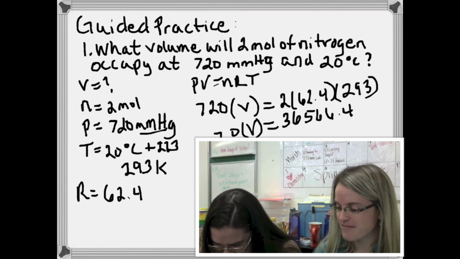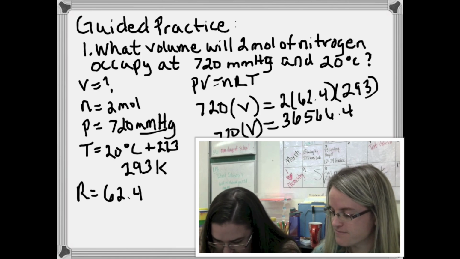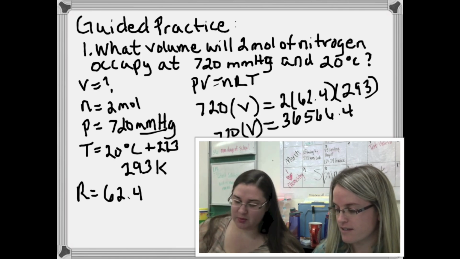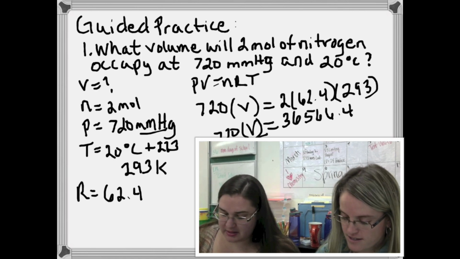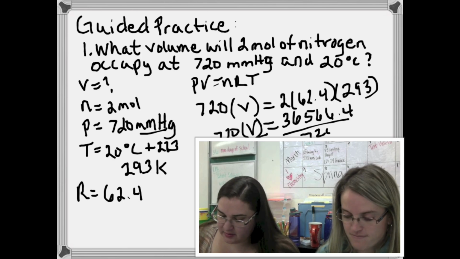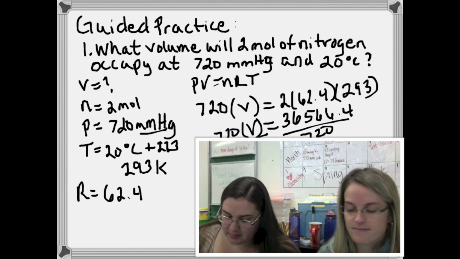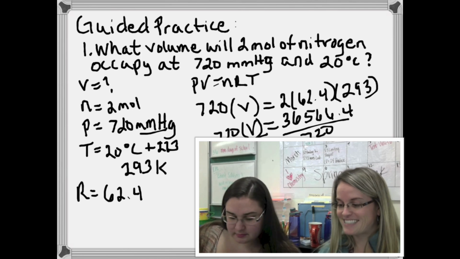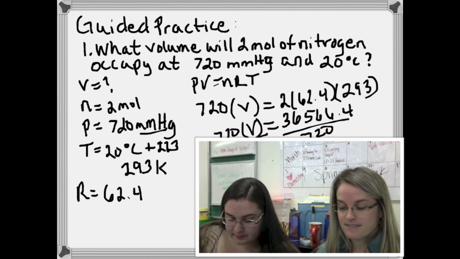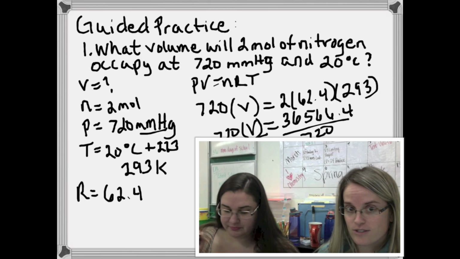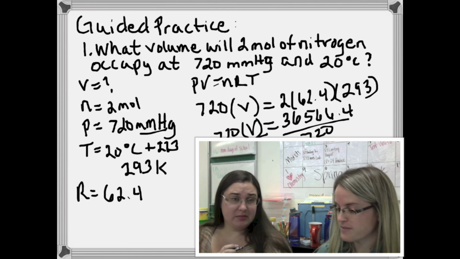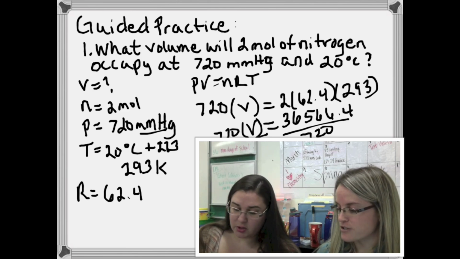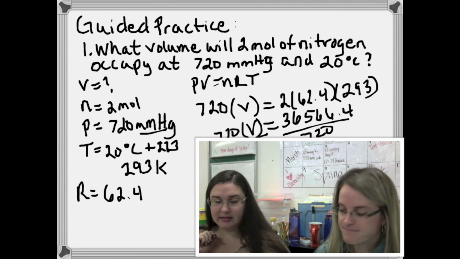Okay, so 720. I need to get rid of the 720 so V is by itself. So let's divide by 720. And my V is equal to 50.79. Because we're going to round to the hundredths place, and it's volume, therefore it must be in liters.